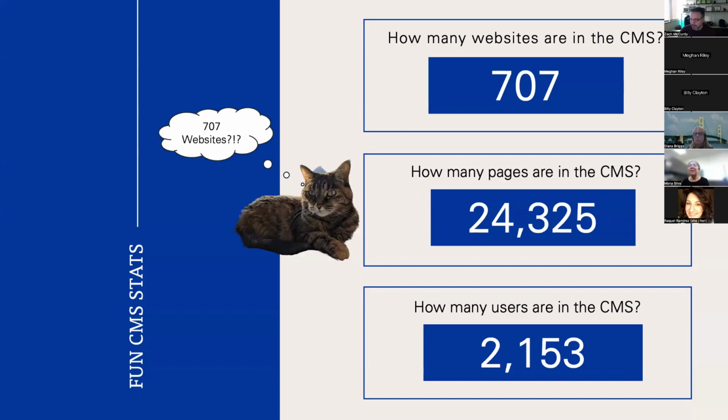In actuality, we have 707 websites in the CMS currently. Within the 707 websites, we've got 24,000 pages of content, and there are over 2,153 active users in the CMS. So when we're talking about the CMS, we're talking about what we're changing. You can see it's quite a big system, a lot of moving parts for this. So that is some fun information about the CMS, just so you're aware of that.